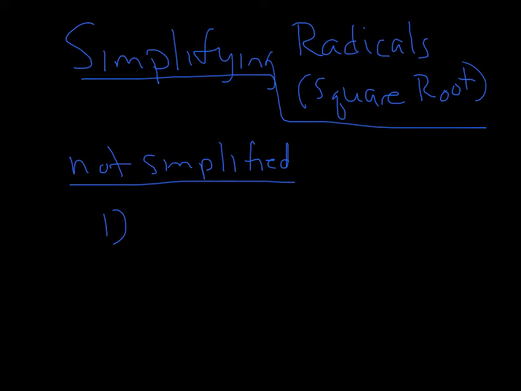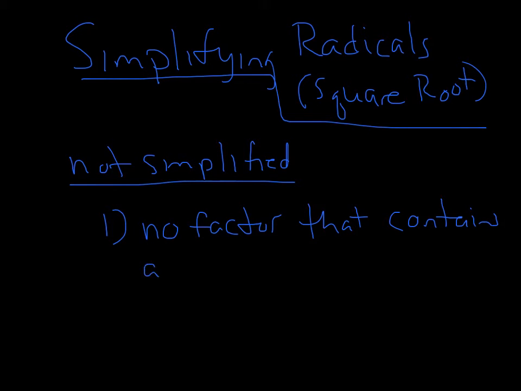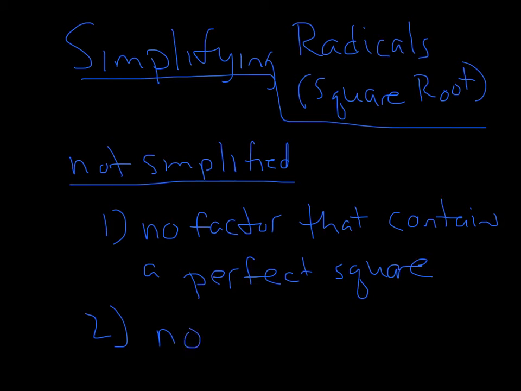The first situation is if you have no factor that contains a perfect square, and I'll go over that in a moment. And also you cannot have a radical, a square root symbol, in the denominator. If either or both of these are true, you must keep going simplifying radicals.